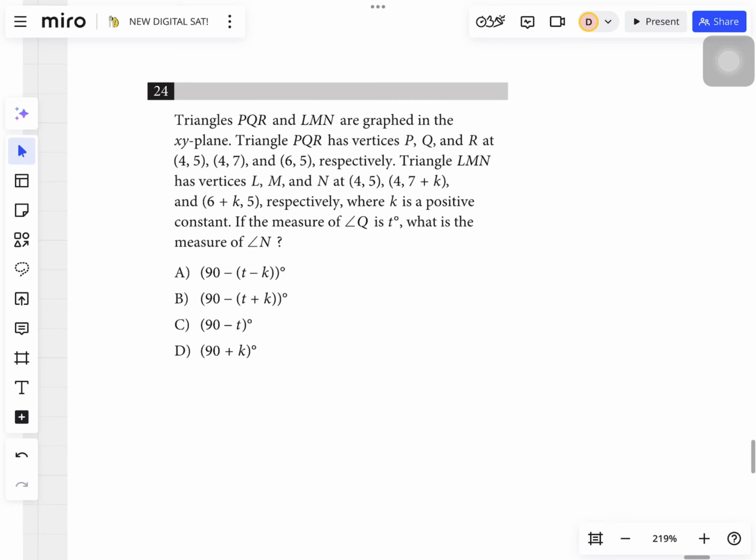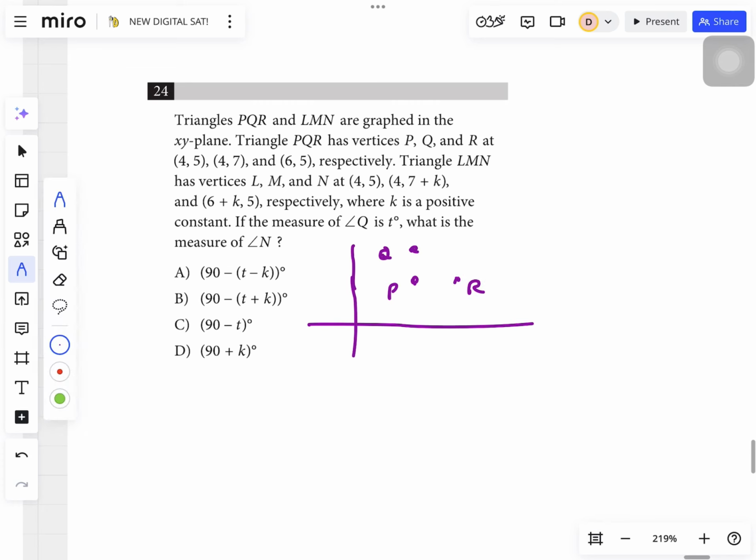I'm going to pause there and just draw this out because I know if I don't do that, it's going to get kind of difficult for me. So I know these are all in quadrant 1. We have a point at (4, 5), which I'm going to label P. It's important to label as you go. We have a point at (4, 7) that I'm going to label Q. And then we have a point at (6, 5), which I'm going to label R. I'm going to connect these as a triangle. So far, not too bad.